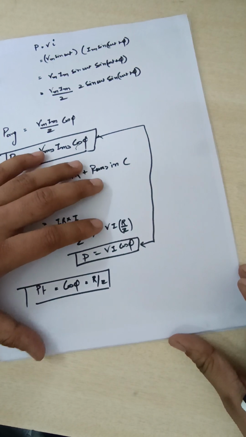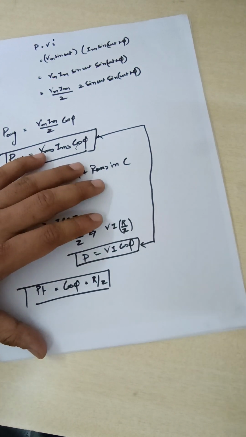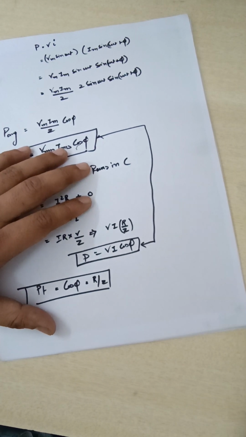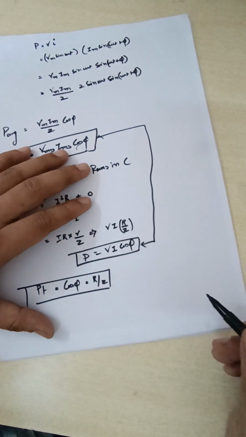Again, in this case you can also draw the power triangle. When we have the voltage and current, we can draw the power triangle very easily. Clear?